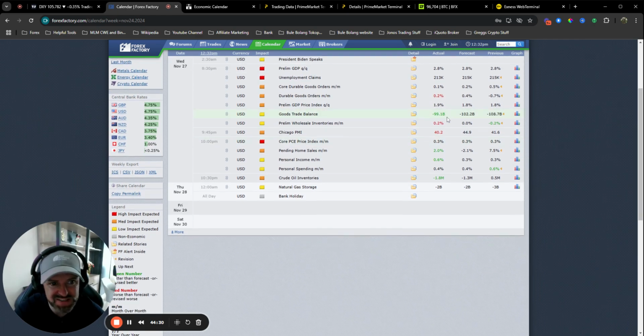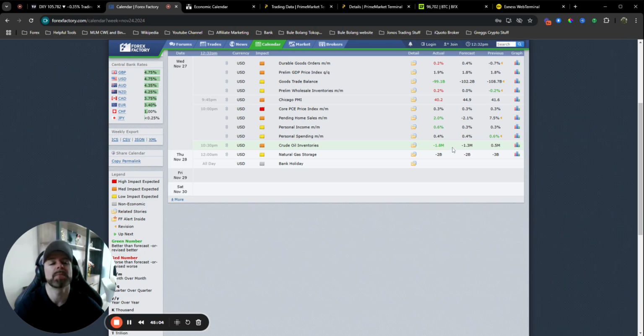Good. Trade balance is up. Wholesale inventories is up. Chicago PMI is down slightly. Core PCE index month on month is the same. Pending home sales is down, but much higher than forecast, which is a positive. Personal income month on month has increased. Personal spending is down, however it came in as expected, so that doesn't really have an effect.